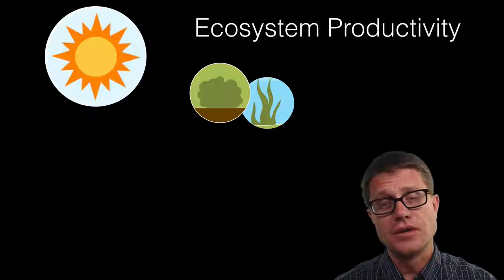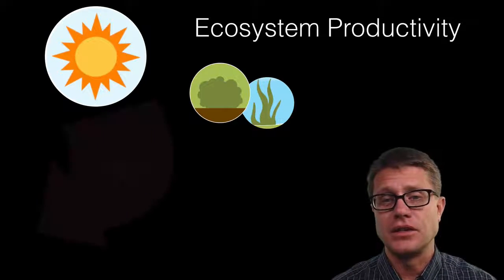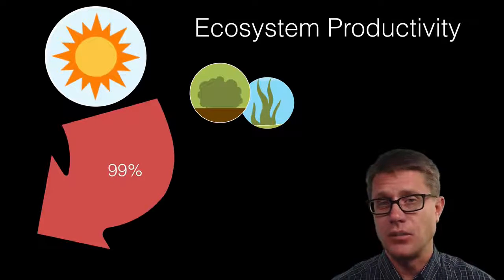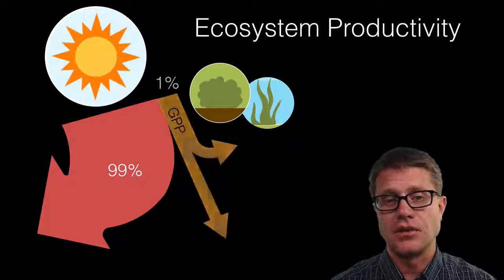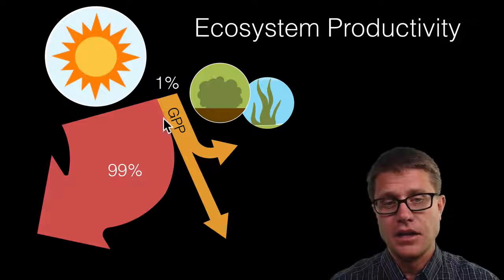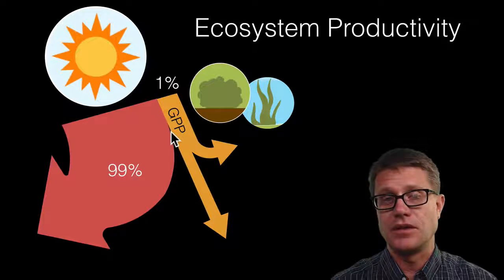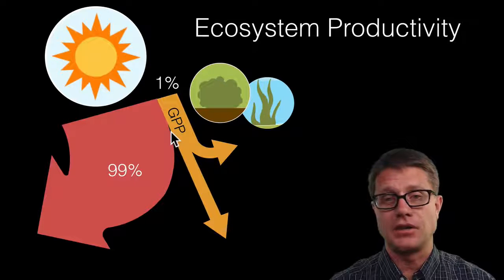Now, the bad news is that hardly any of that energy actually gets into the plant. 99% is going to move through it, bounce off of it. The plant doesn't get it. Only 1% actually goes into the producer, and we call that the gross primary productivity. It's the amount of energy that the plant actually gets.